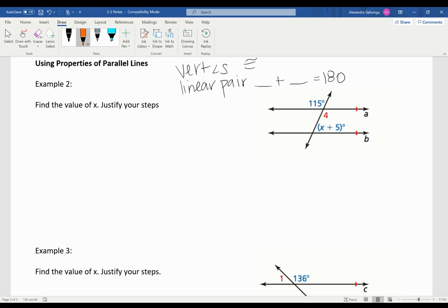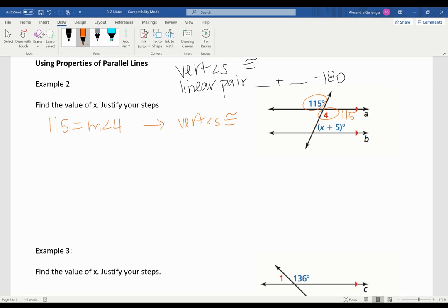So if I look at my picture here, first and foremost, I've got vertical angles. So 115 equals the measure of angle 4. And the reason, because I'm going to justify my steps, is that vertical angles are congruent. Then if I know that that's 115, I'm going to write that in. Now I'm inside of my two parallel lines, so I'm thinking same side interior angles.